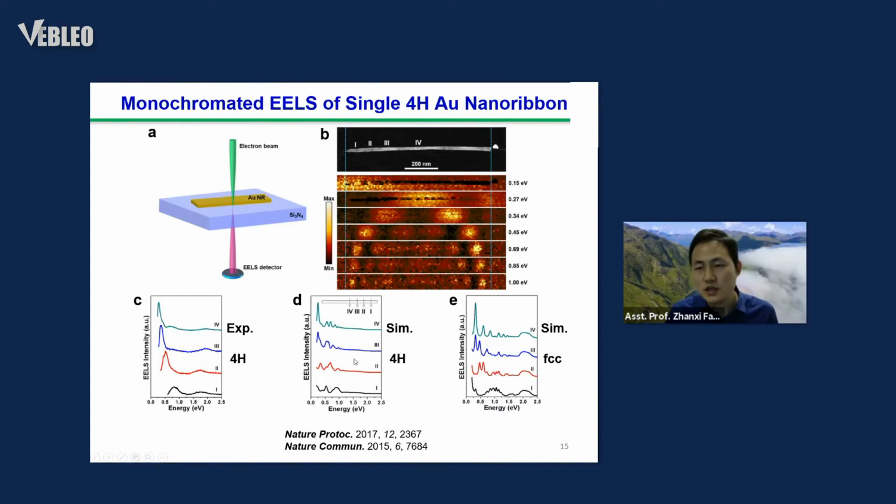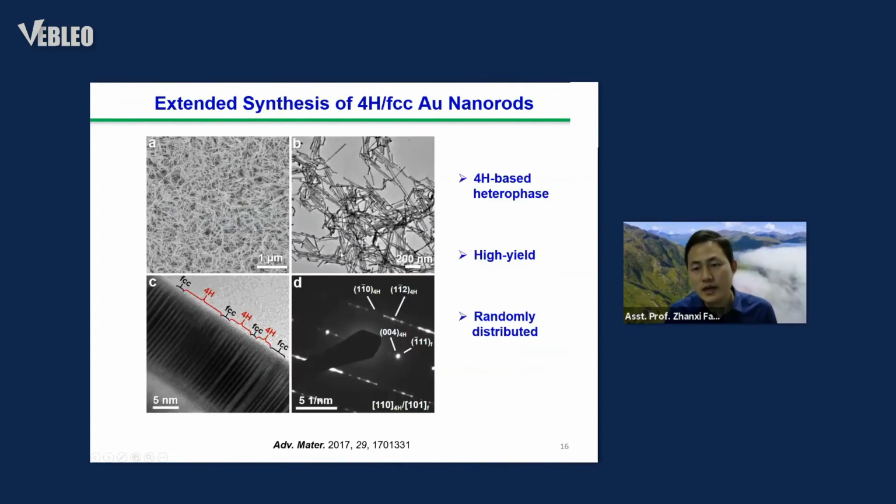Okay, so in this case, we provide a new way to modulate the optical property of the noble metal nanomaterials through the crystal phase control. And also this strategy is quite general, and by further changing the solvent system, it can be easily extended to the synthesis of another nanostructure that is heterophase FCC-4H gold nanorods. And also the yield you can see here is quite high.